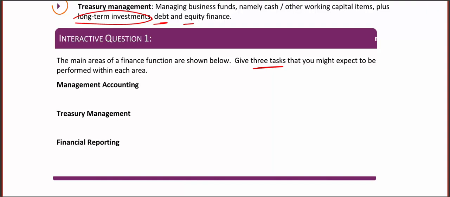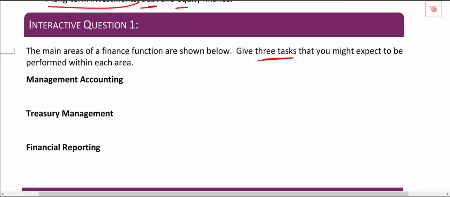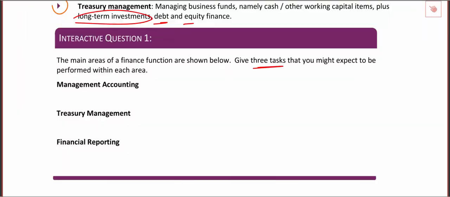Okay, there is a longer list of answers in the final chapter, chapter 15 of your course notes, and they'll go through some potential answers. Let's have a look then and see if we can come up with a few ourselves here. So first up, we've got management accounting.